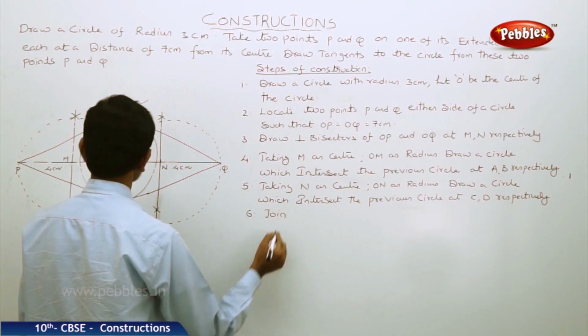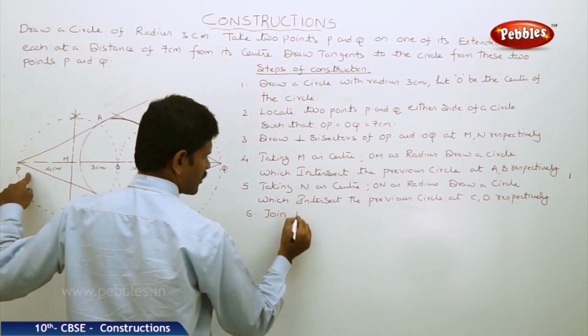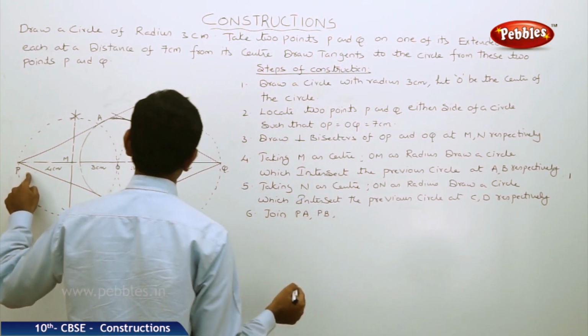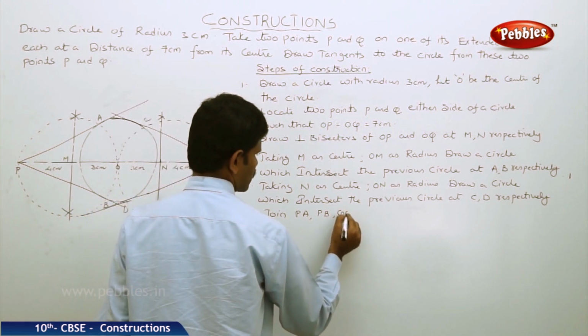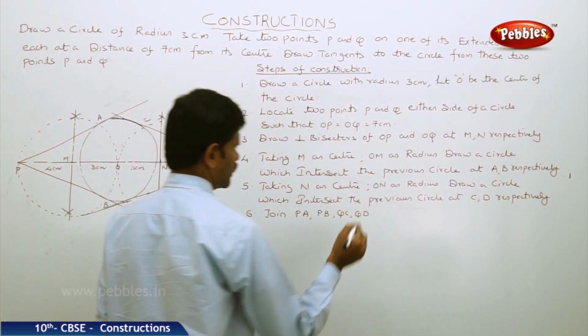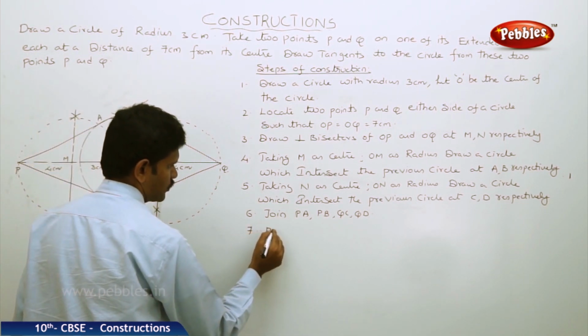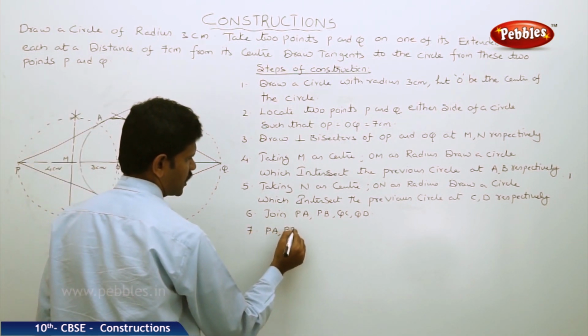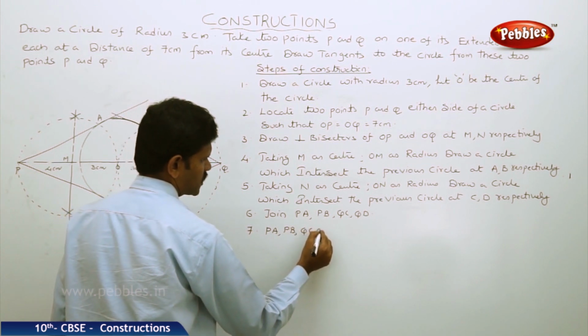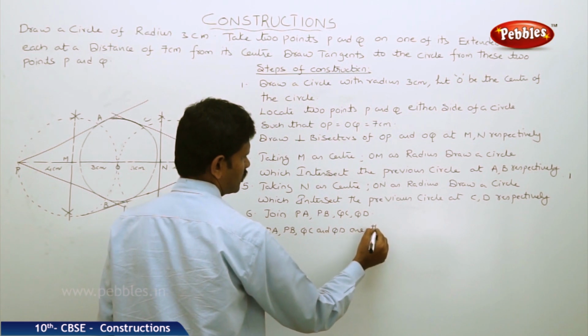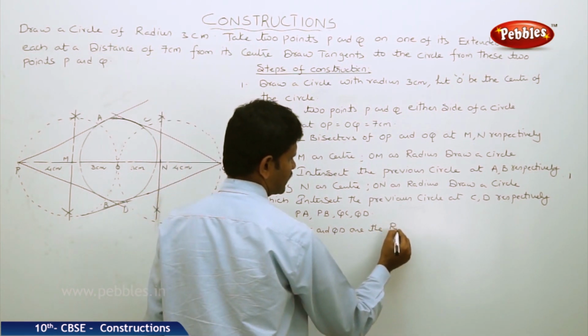Join PA, PB, QC, QD. PA, PB, QC and QD are the required tangents.